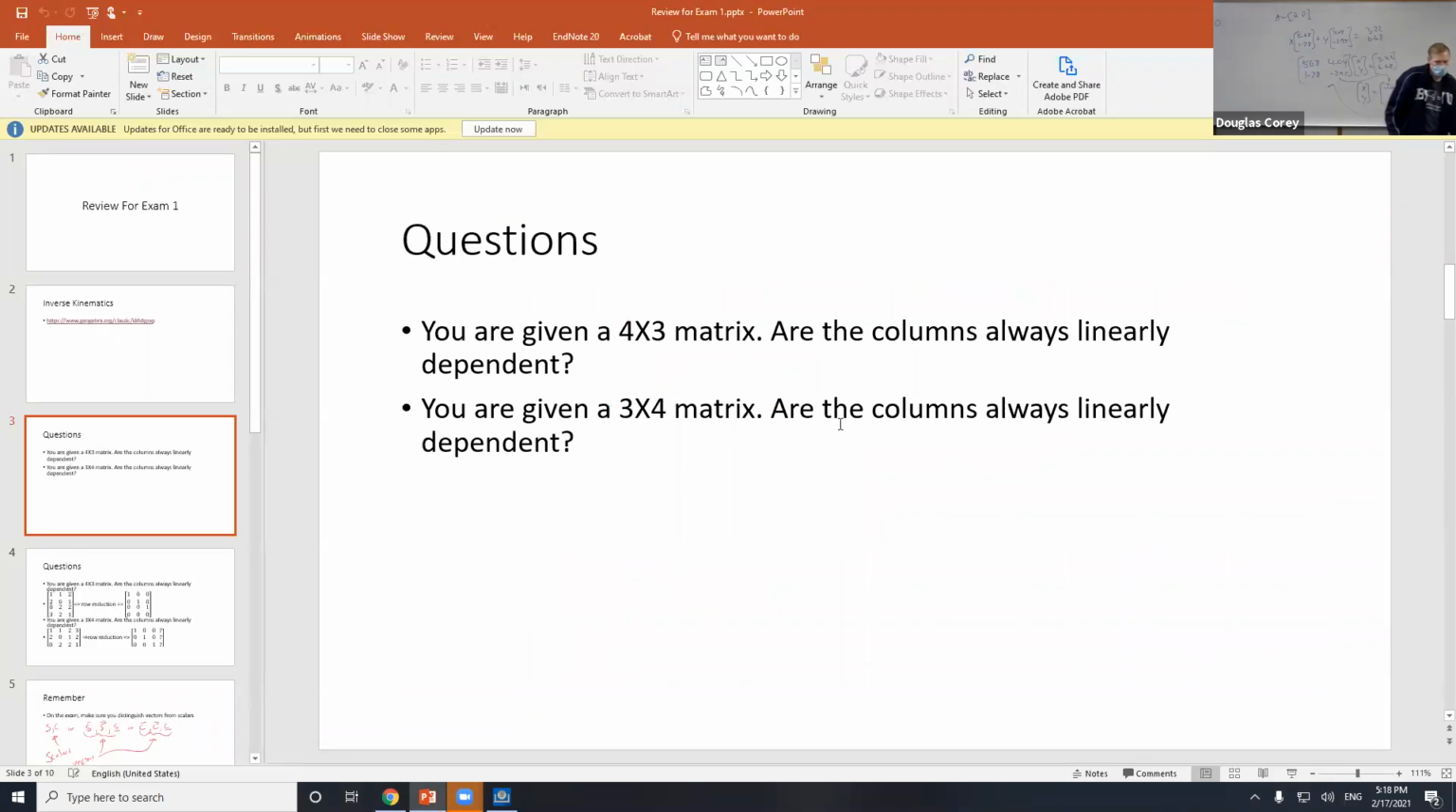Okay, so everyone think about these two questions. You can talk to your neighbors about it. What do you think about these situations? The question is, in either of these situations, can you say that one of these columns in the matrix are always linearly dependent?